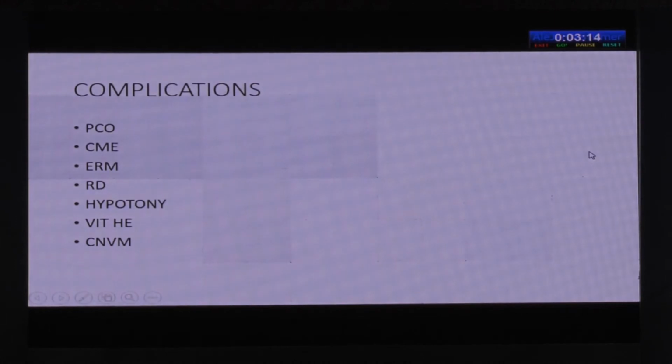So remember that these complications affect the surgery: the PCO, the CME, epiretinal membranes, RD, hypotony, vitreous hemorrhage, and CNVM. So you must anticipate. It may look to you that the patient has a mild uveitis, and the post-op results are not guided by your surgical technique, but more by what complications are there. Thank you so much.